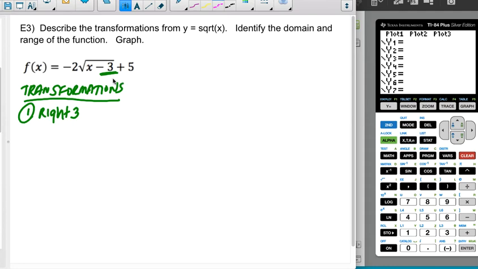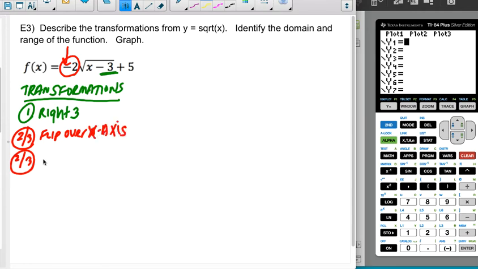The second thing is two things at once, so 2 and 3, because it's unclear which one's the second and which one's the first. The negative is going to make this graph flip up and down over the x-axis. And the 2 is going to give a vertical stretch by 2. The last thing that's happening is this plus 5, which will slide the graph up 5. We'll walk through how that graph would look in a sec. Those are the transformations.